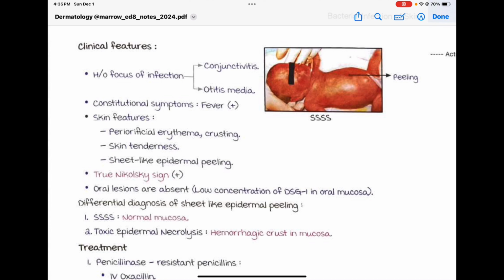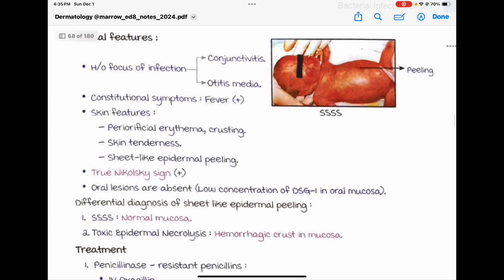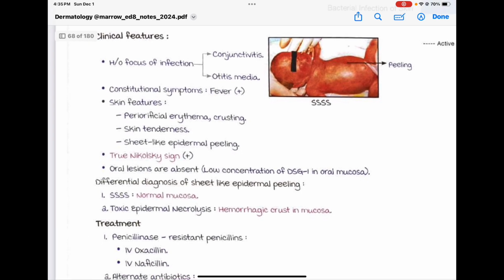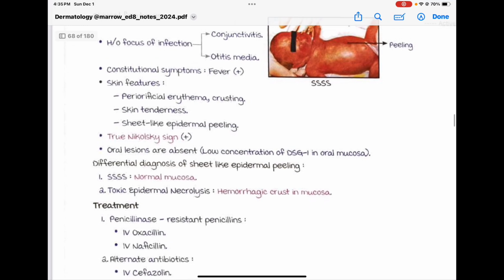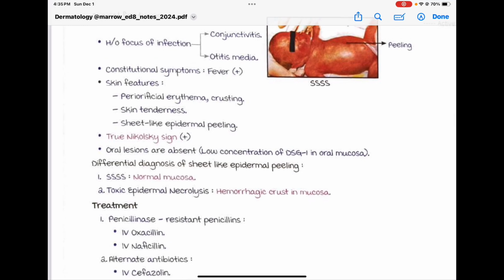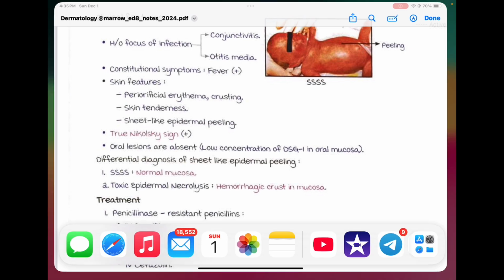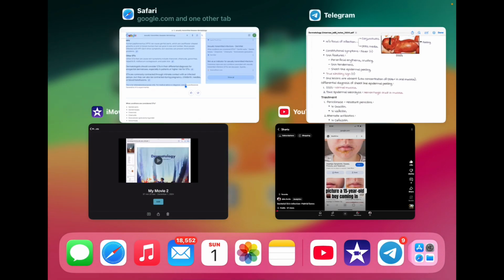Clinical features: history of a focus of infection, conjunctivitis or otitis media. Constitutional symptoms: fever. Skin features: periorificial erythema, crusting, skin tenderness, sheet-like epidermal peeling. True Nikolsky sign. We will see a demonstration of this. It's an interesting sign.